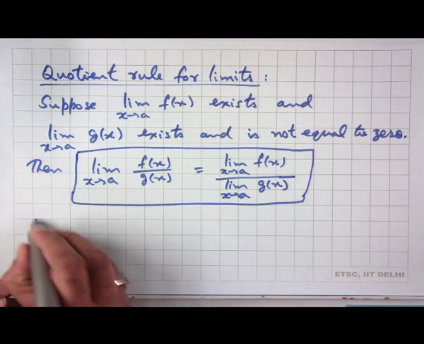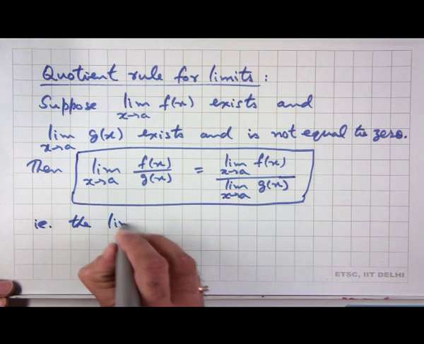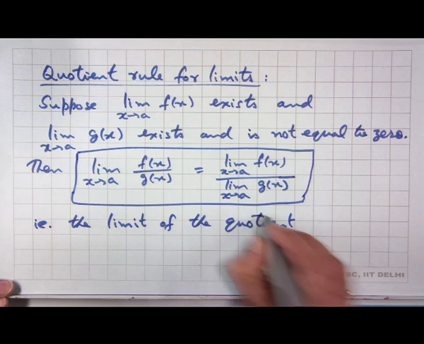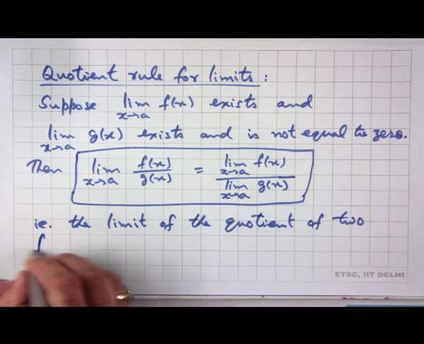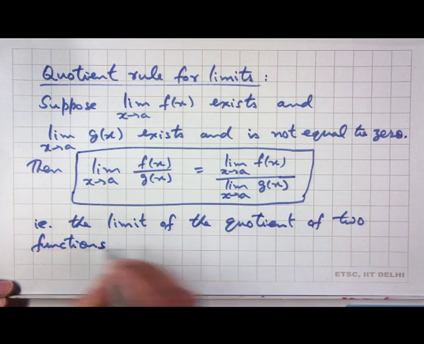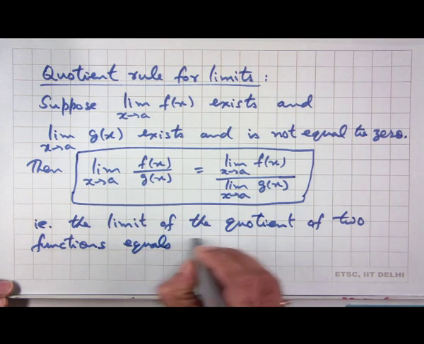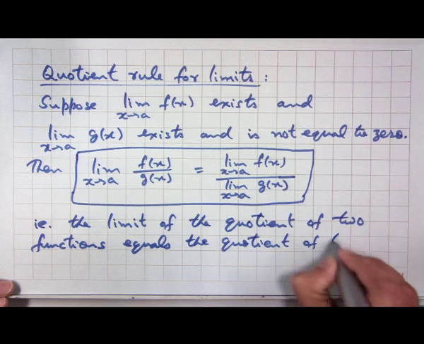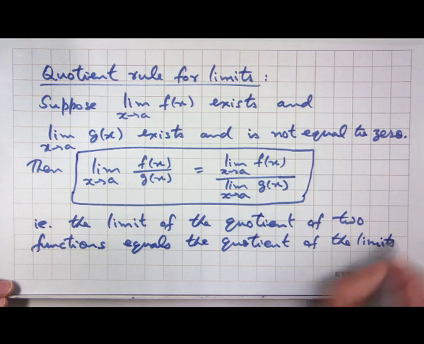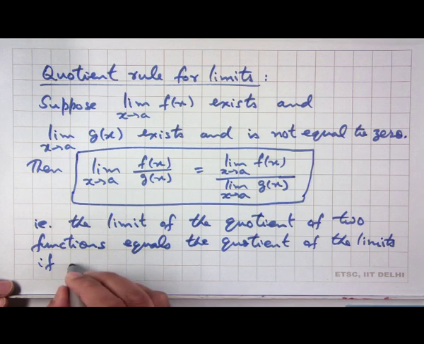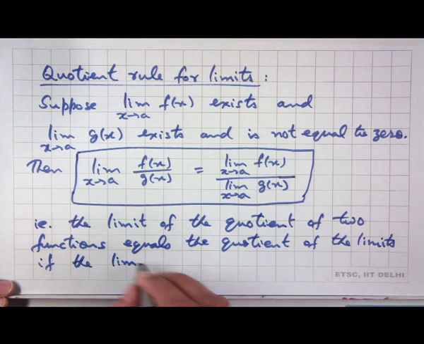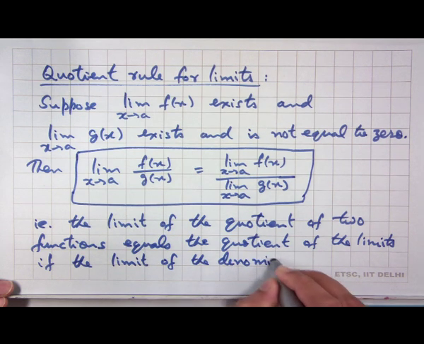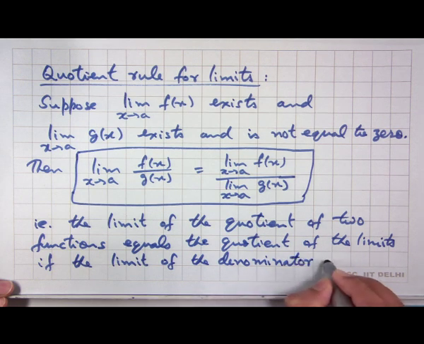So, this means that the limit of the quotient of two functions equals the quotient of the limits, if the limit of the denominator is non-zero.